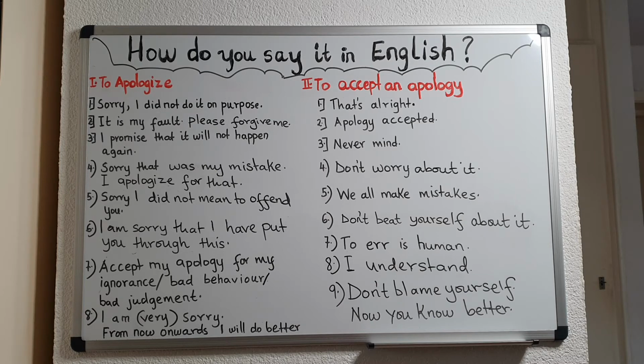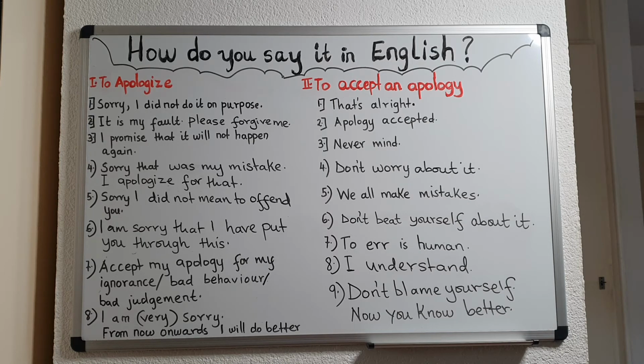Now, accept my apology for my bad behavior. Bad behavior means that you did something wrong. You acted in a way that was offensive. Maybe you showed up at your auntie's house or your uncle's house completely drunk and you said stupid things, and later on, the next day or a week after, you realize, oh dear, I need to apologize for my bad behavior. Then you can say, accept my apology for my bad behavior.